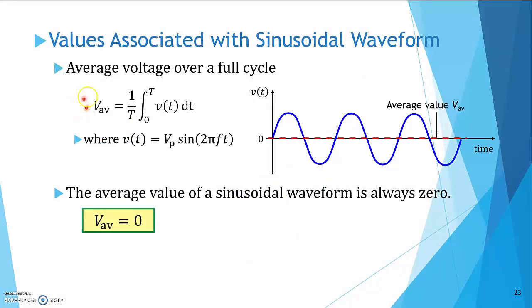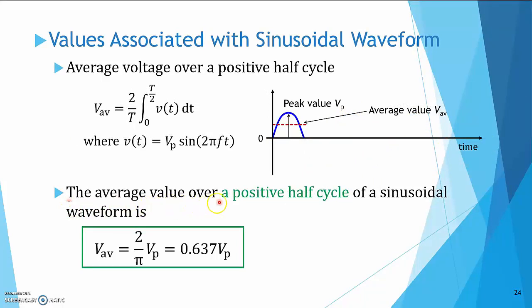This is the mathematical definition of the average value of a periodic waveform. Even without any calculation, the average value of this sinusoidal waveform is obviously equal to 0. It is because its magnitude changes symmetrically above and below the 0 level.